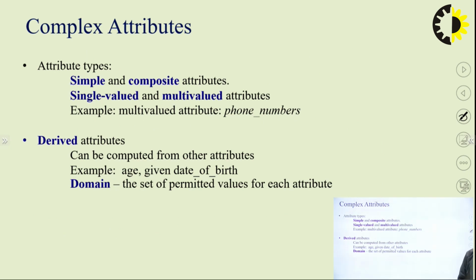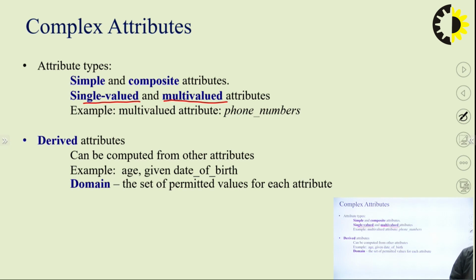Next, we will discuss some complex attributes. We have attributes that describe the entity. We have various types of attributes too, like simple and composite attributes, single valued or multi-valued attributes. For single valued, we can say name. Everyone has only one name. We can call a nickname also, but it is a distinct category.